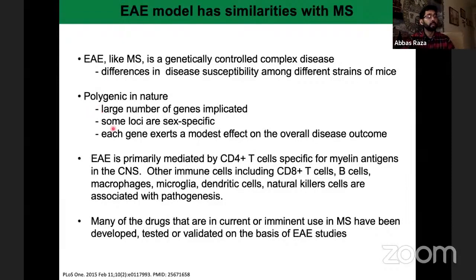We also know there are sex-specific differences. So the disease that we see in the female mouse is much milder than the disease that we see in the male mouse, just like what we see in the human population. And each of these genes or loci in EAE also has a modest effect. So that makes sense. Also, in terms of the pathology, EAE is similar to MS. So CD4 T cells are important, and then there are other immune cells. And most of these drugs that have been developed, or the therapies that I mentioned for MS, were validated first in the EAE model. So you can imagine it's a very good model to study MS and develop therapies.